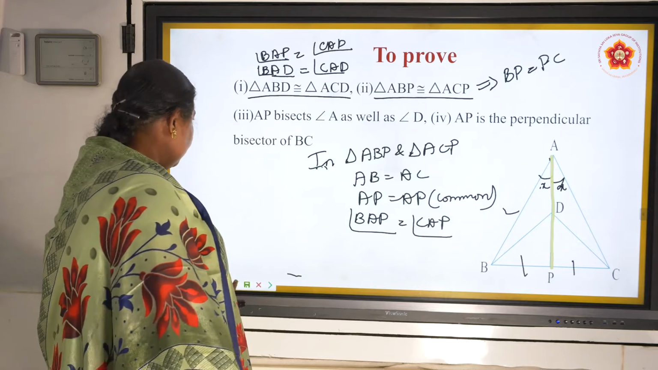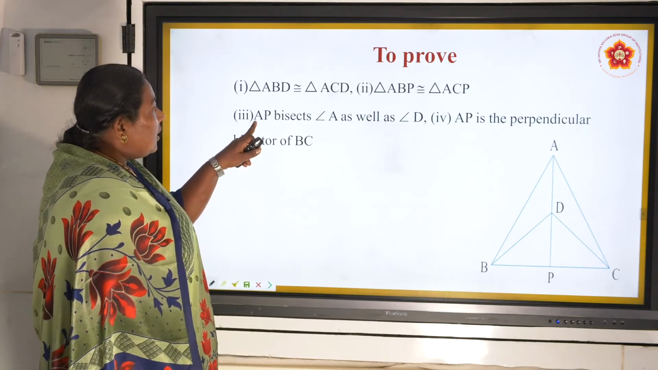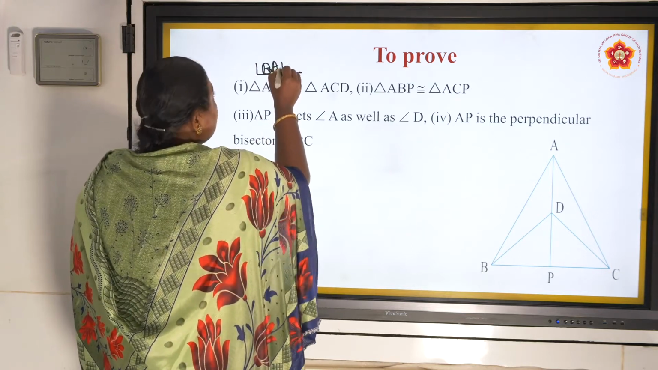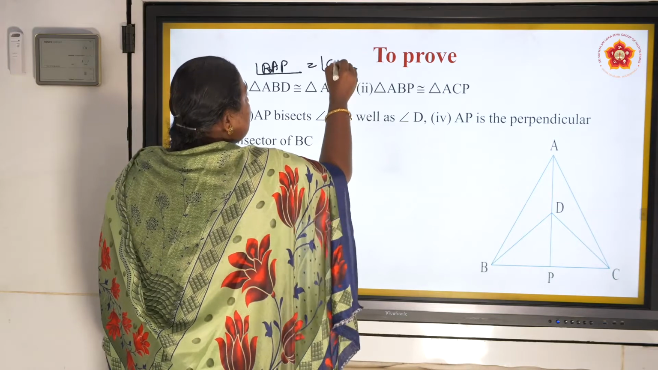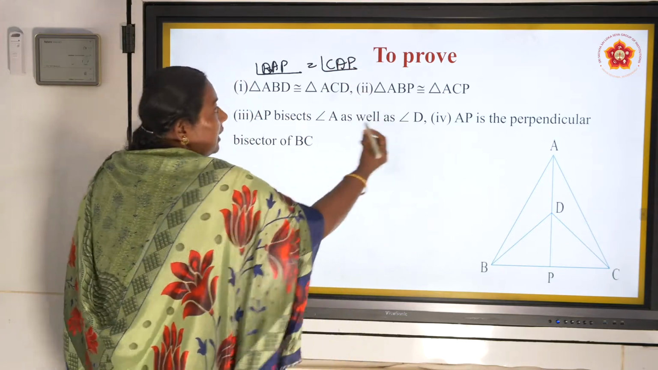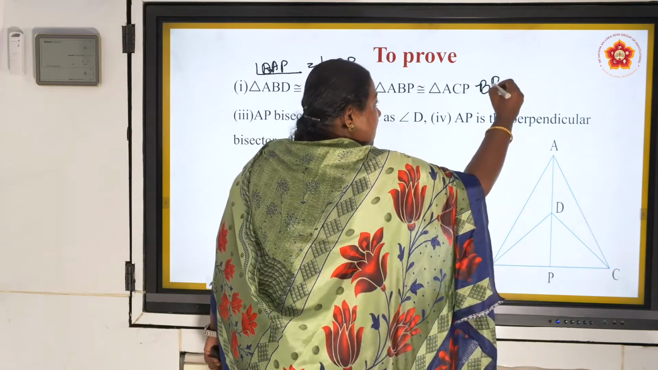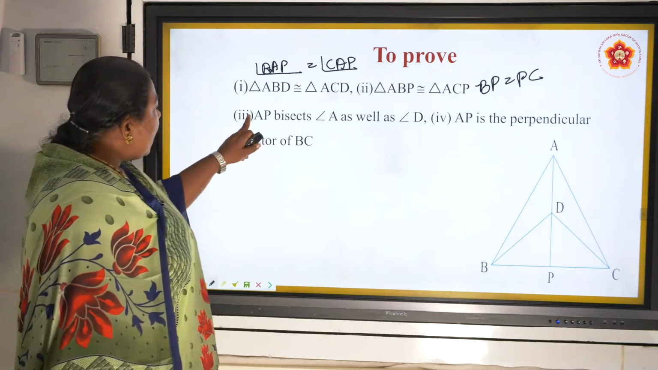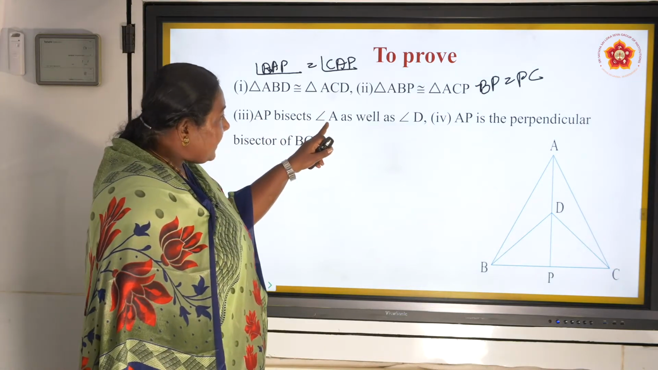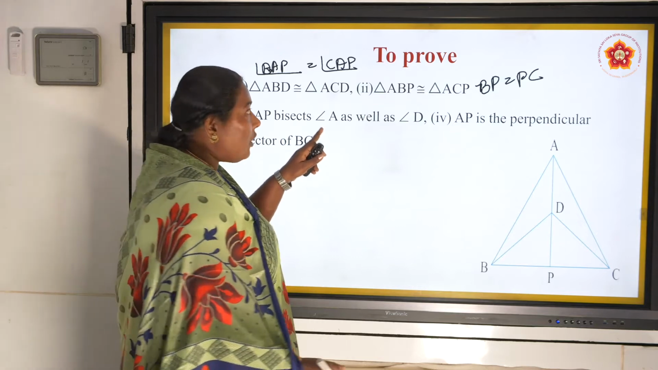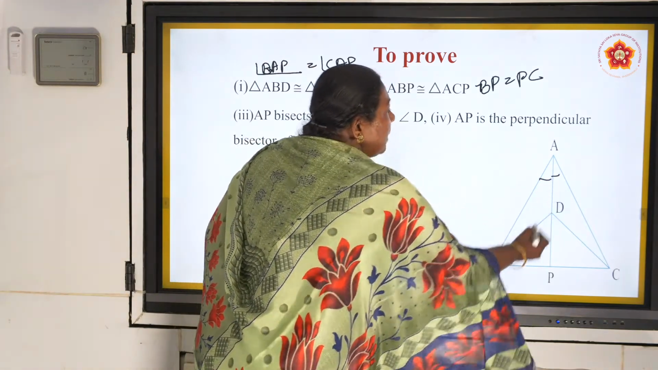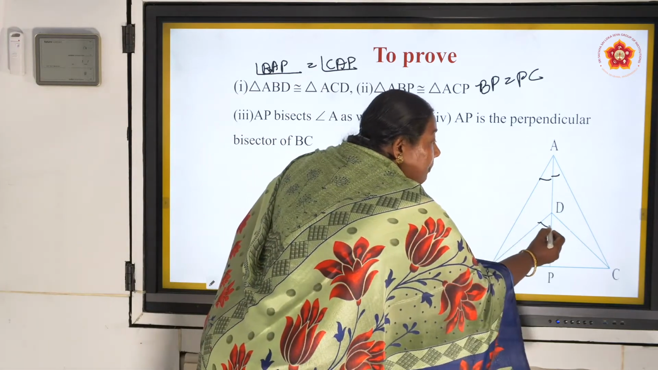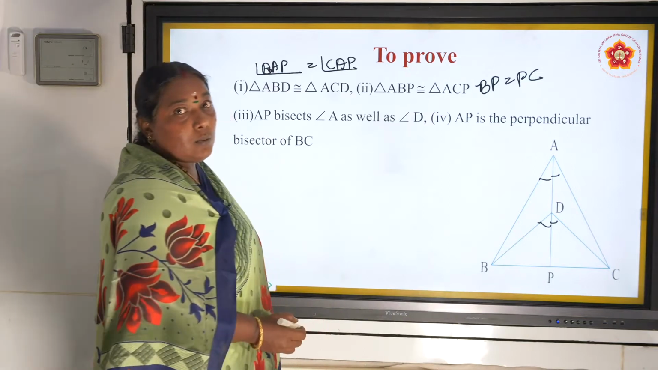Okay, so next one. Let us write once again. Angle BAP is equal to angle CAP from the first, and here BP is equal to PC. This is what I got from the second. The third, what do I have to prove? AP bisects angle A. Yes, just now we got that these two angles are equal. Yes, it is a bisector, but we have to tell that the line bisects D also. That is what we have to prove.